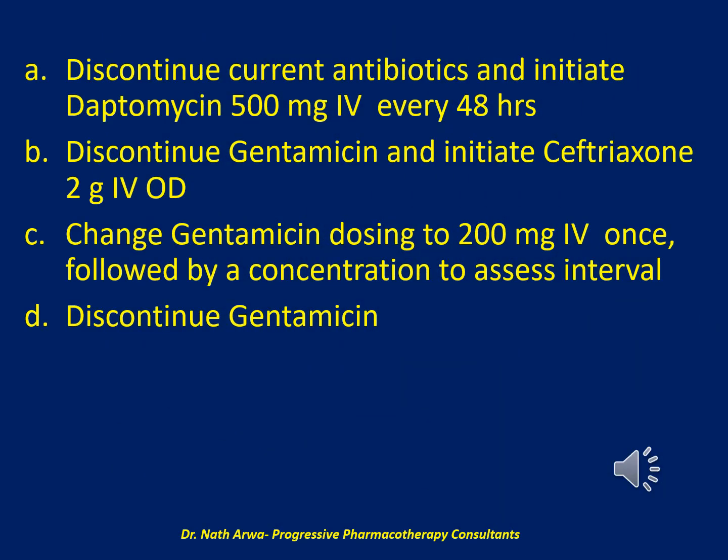Would it be A. Discontinue current antibiotics and initiate daptomycin 500 mg IV every 48 hours, or B. Discontinue gentamicin and initiate ceftriaxone 2 grams IV once daily, or C. Change gentamicin dosing to 200 mg IV once, followed by a concentration to assess interval, or would it be D. Discontinue gentamicin? I will give you 10 seconds to choose the correct answer to this question from the listed options.